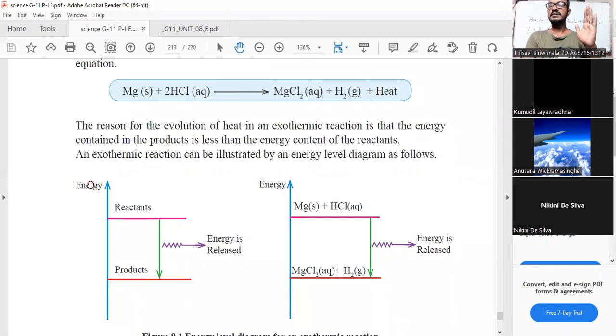So according to that, energy in the reactants will be more.